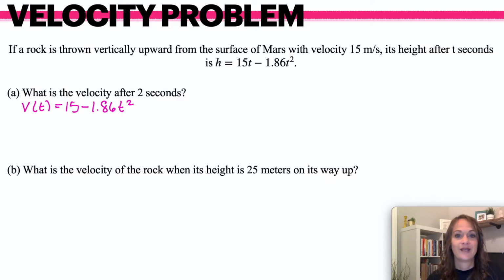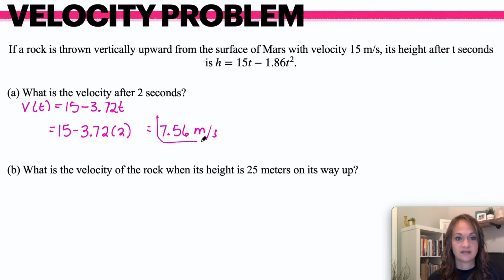Sorry, that's not the derivative. That's the original. The derivative is going to be 3.72 times t. And now I want to know after 2 seconds. So I'm going to plug in 2 for t, and I will get 7.56 meters per second.